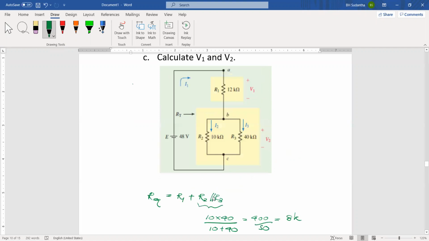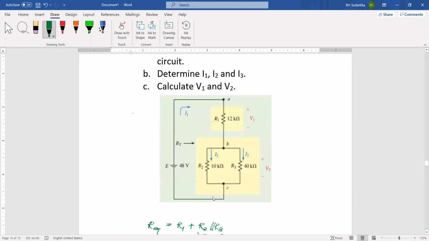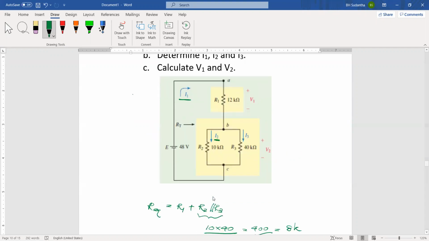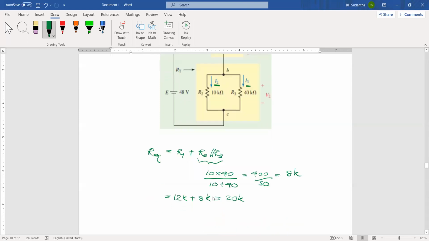Okay. Then determine I1 and I2 and I3. I1 is this. I2 is the current going through R2. I3 is the current going through R3. We can easily find I1 because there is a current coming from the battery directly.